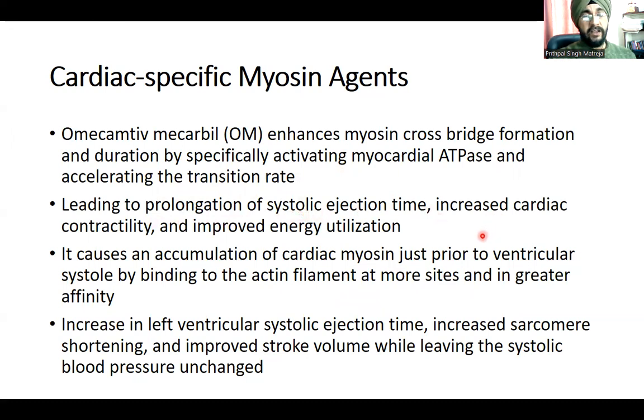It increases the cardiac contractility and also tends to improve the energy utilization. What it does is it causes an accumulation of cardiac myosin just prior to ventricular systole by binding to the actin filament at more sites and in greater affinity. So once it does this, there is more effective ventricular contraction. So there is an increase in the left ventricular systolic ejection time, and increased sarcomere shortening, and improved stroke volume, while leaving the systolic blood pressure unchanged.